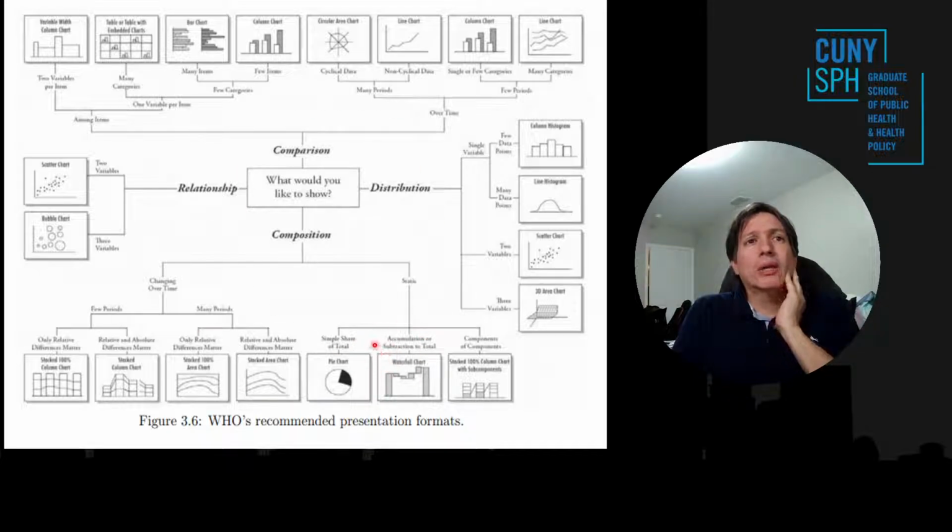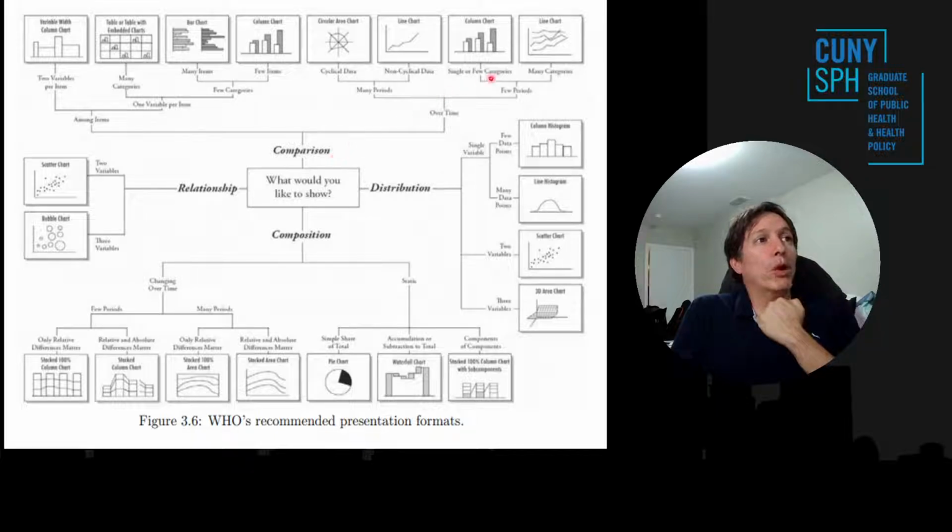Then this is a recommended representation by the World Health Organization, and I invite you to save this slide and come back to it when you are having problems. Basically you ask yourself, what would you like to show? Are you showing a comparison? Are you showing a distribution? Are you showing a composition? Or are you showing relationships? And these are not the only four, and these are not the only operations. Actually, there are 7 that we are going to be studying, but this is a really good starting point.